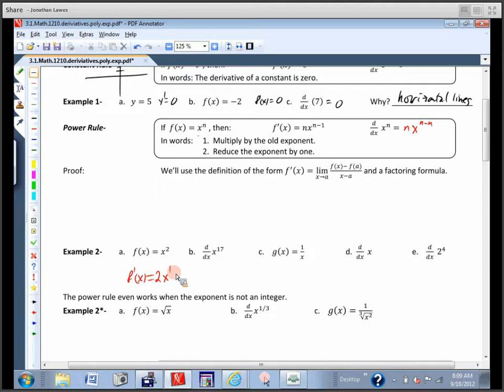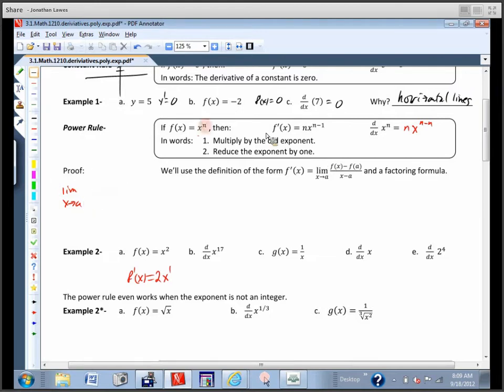So if f of x is x squared, we already know the answer to this, but let's see if this little rule works. It says multiply by the old exponent, so I'm going to bring the 2 down, reduce the exponent by 1. So if I take 2 and reduce it by 1, I get 2 times x to the first, which is just 2x. Now that literally took, even with me yakking, about 10 seconds. How long did it take us when we used the definition of the derivative, when we used the limit of the difference quotient? It took quite a while to do that.